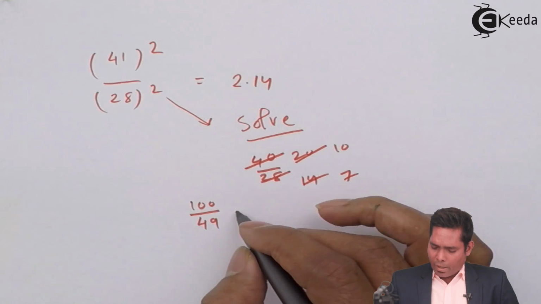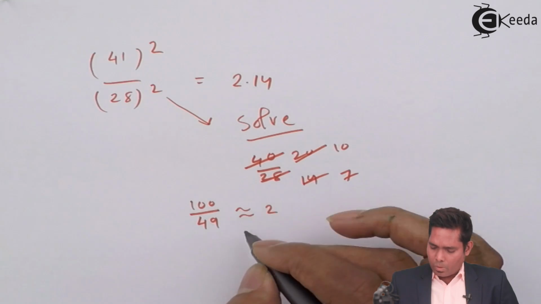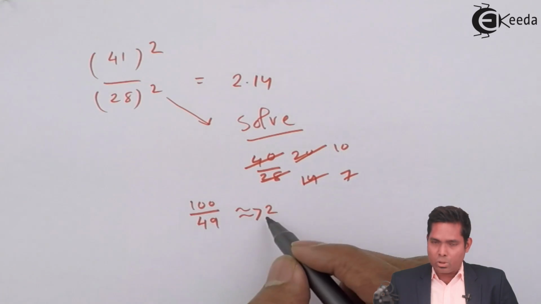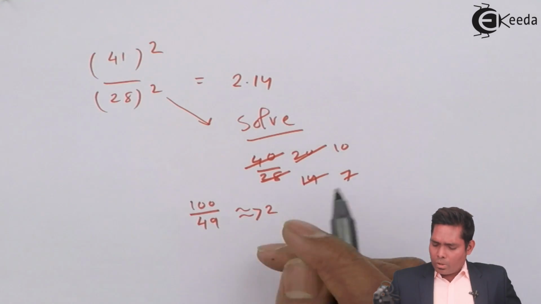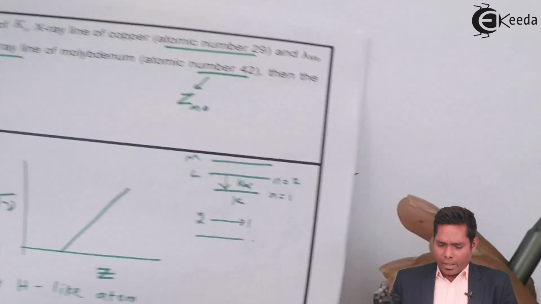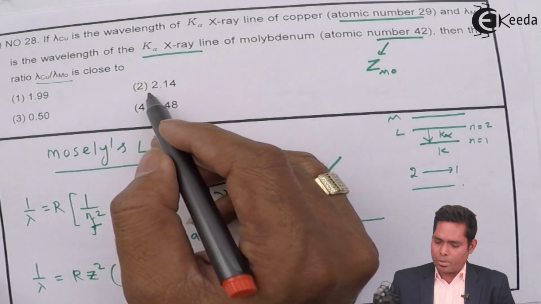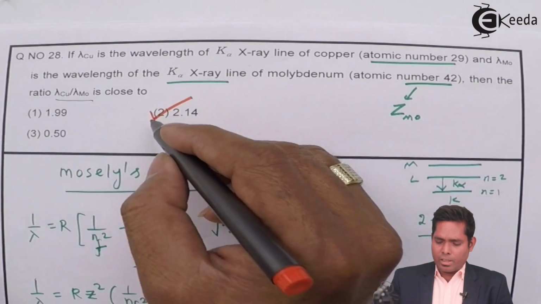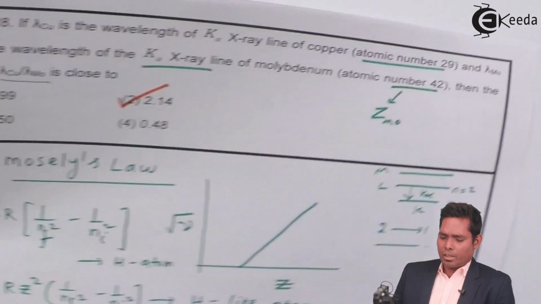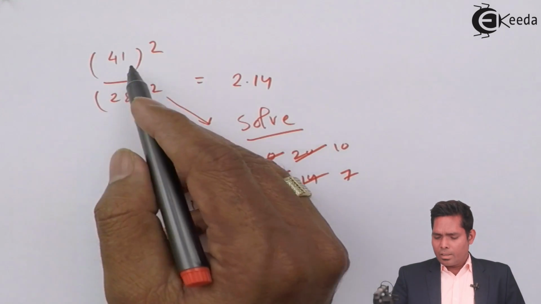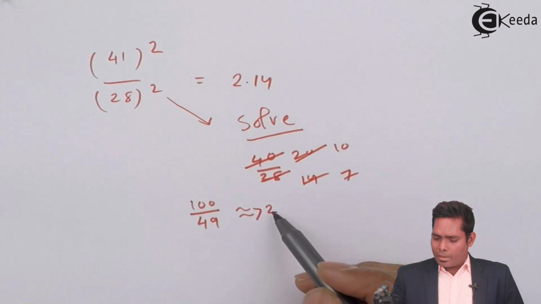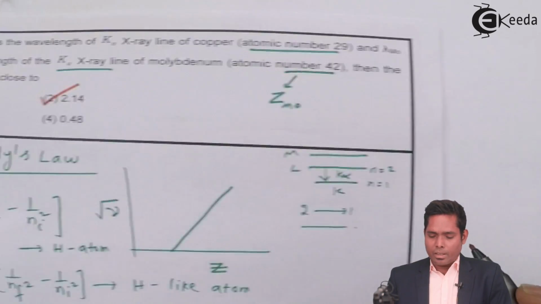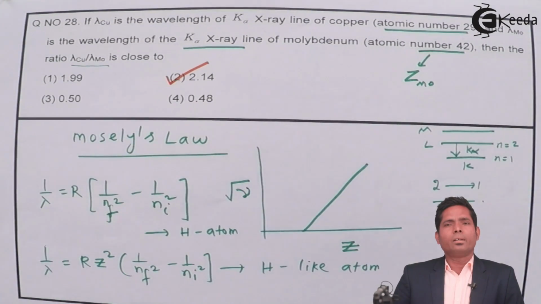It is nearly equal to 2, because it is even greater than 2: if I take this as 50, then this is 2. So it's a little greater than 2. The answer has to be a little greater than 2, and if I see the options, this is the possible answer. Even if you don't solve it fully, you can still find the correct answer. So the answer will be 2.14. That is the answer to this question. Okay, thank you.